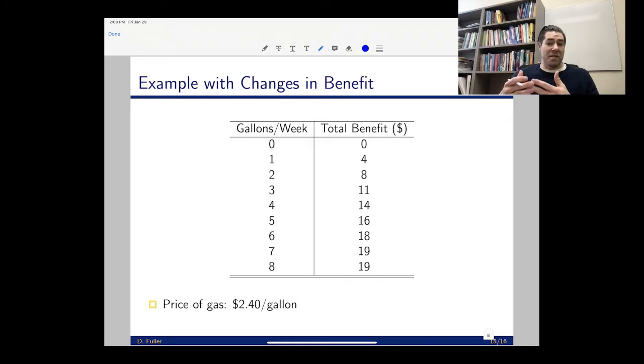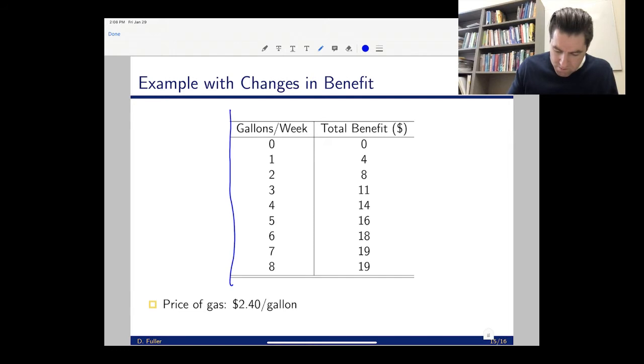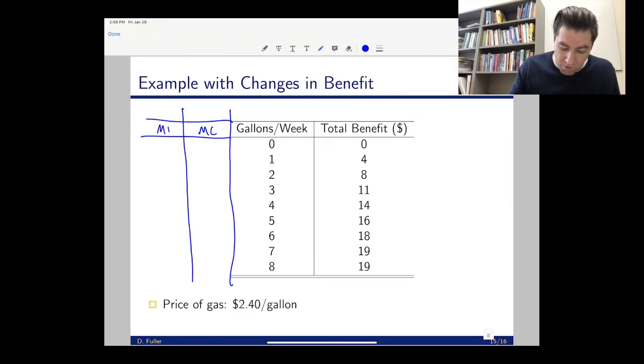But first, why don't we use the marginal analysis? Because that's going to go much quicker. In fact, I don't really even have to do any complicated calculations here. So I'm just going to add two columns: my marginal cost and my marginal benefit of adding additional driving, using additional gallons per week.